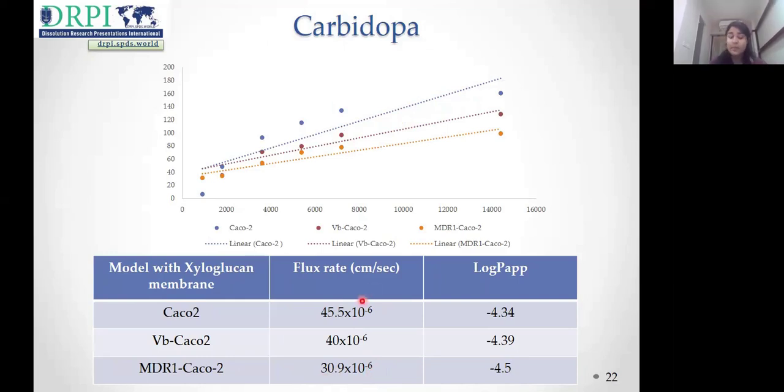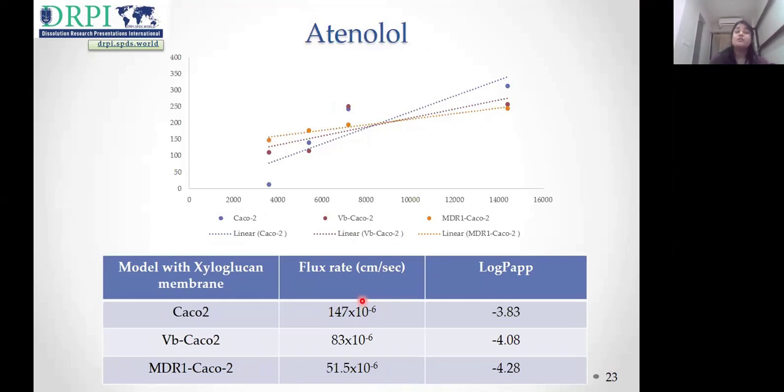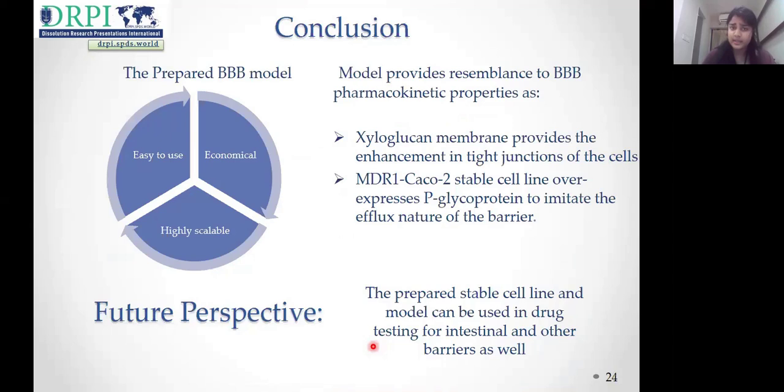Then atenolol is a drug which is usually effluxed out by the PGP. So the atenolol was also checked, and the efflux and the flux rate for the atenolol in case of the stable cell line was the lowest as compared to normal Caco-2 cells and vinblastine-induced Caco-2 cells. All in all, this could validate the model, that the stable cell line is functioning well, and the model is also showing the flux rate as expected.